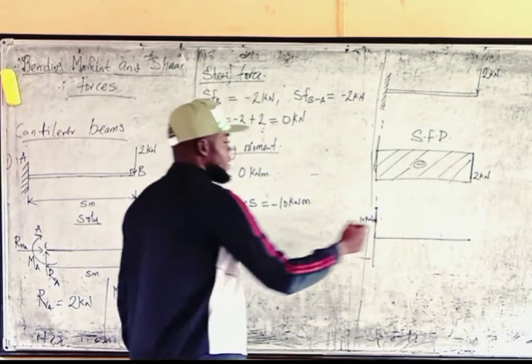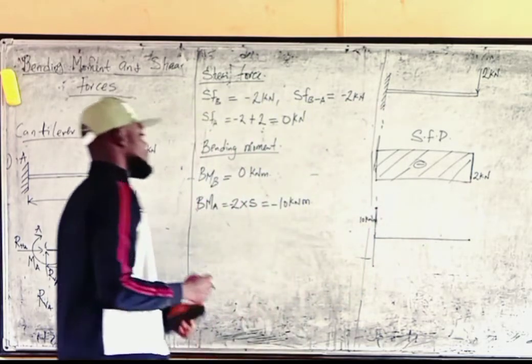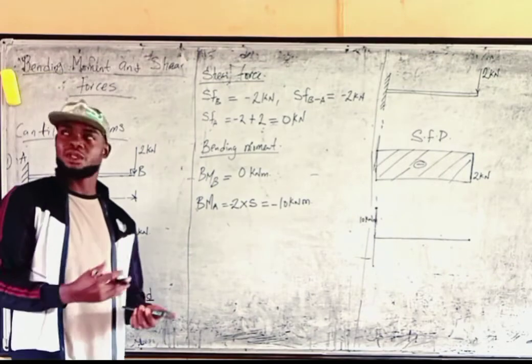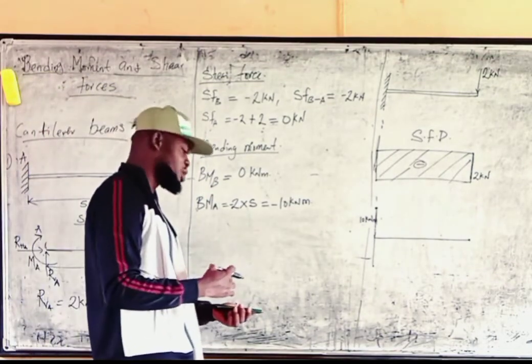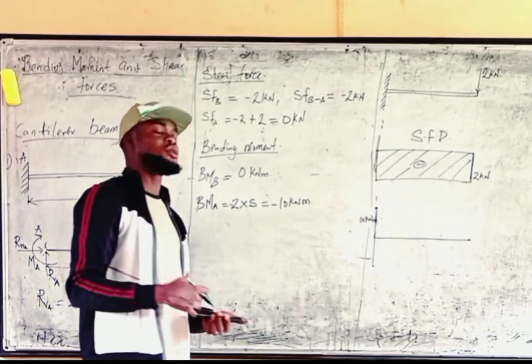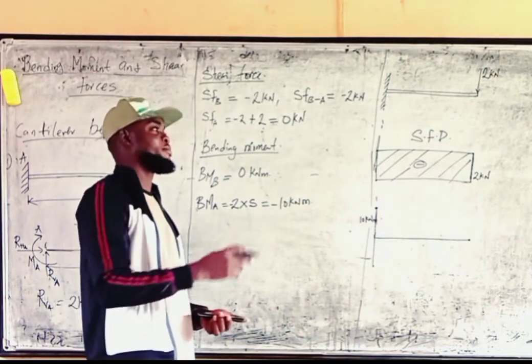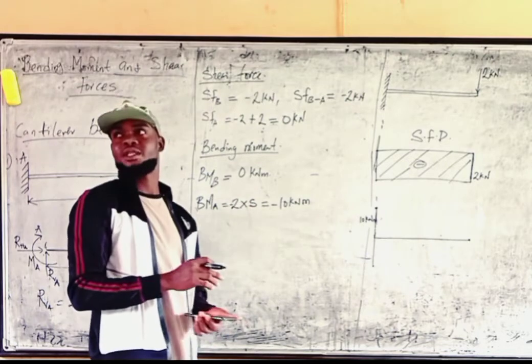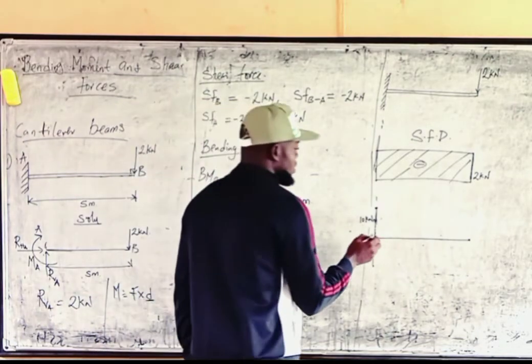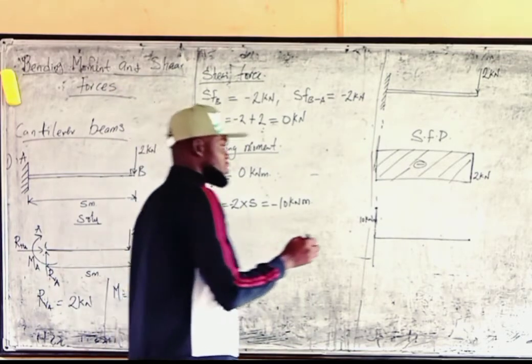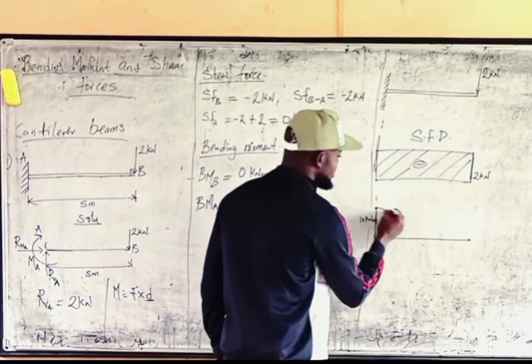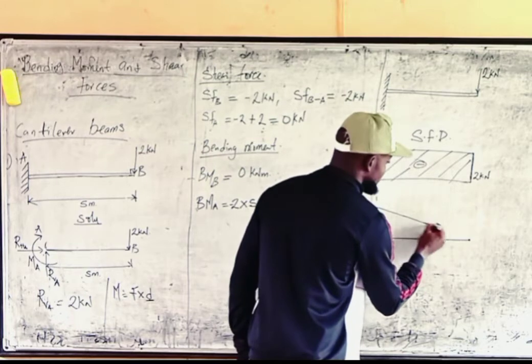Then between this point and this point, if the load is a point load, we join the 2 points together with a straight line. If the load is a uniformly distributed load, we join the 2 points together with something like a parabolic curve. That's how we do it. So since the load is a point load, I'm going to join the 2 points in a straight line.